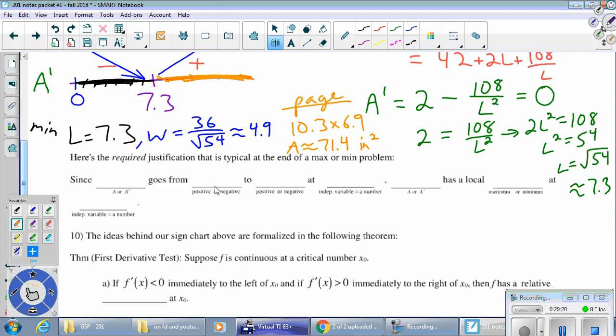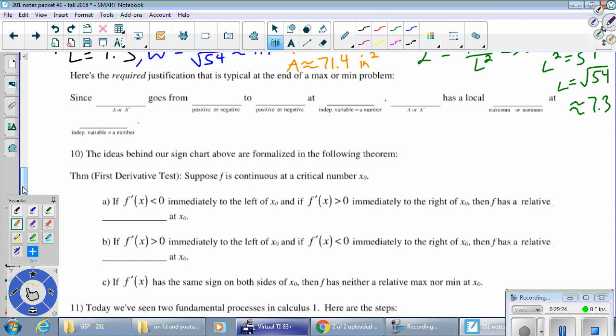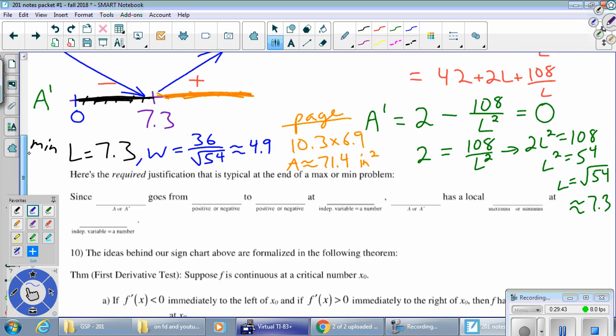Okay, so here's the required justification that is typical at the end of a max or min problem. Here we go. This is fill in the blanks with the choices or some guidance down below the blank lines. So since something, A or A prime, goes from either positive or negative to positive or negative at a certain point, then one of these functions has a local max or a local min at that point.